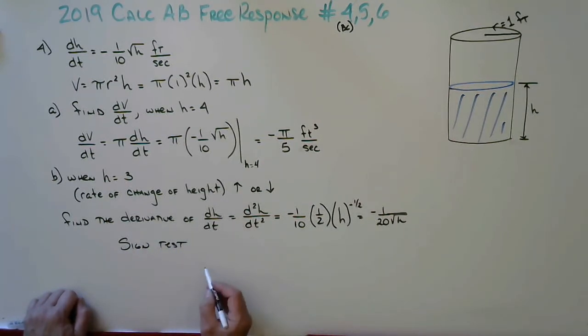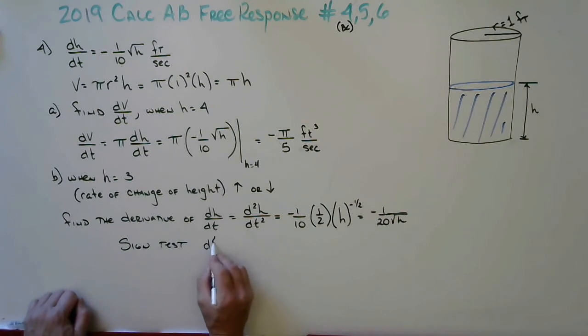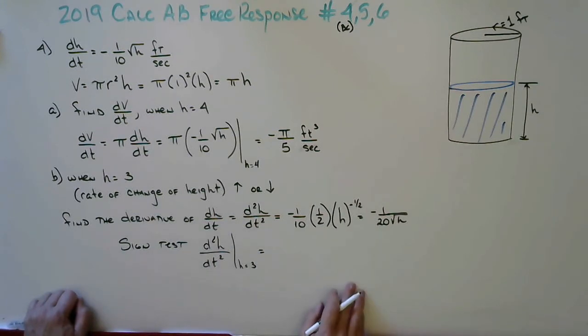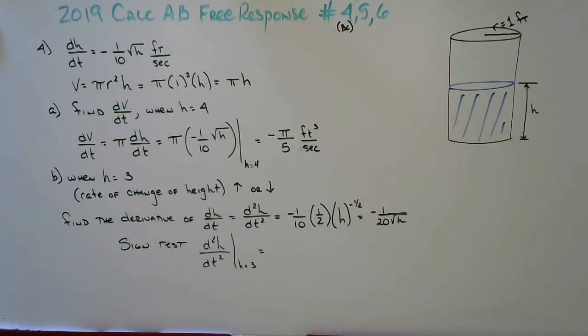Now, what do we want to test? We want to find the second derivative when h equals 3. And we want to know, is this going to be positive or negative? If it's positive, it's increasing. If it's negative, it's decreasing. So what do we get? We want to do this when h equals 3.